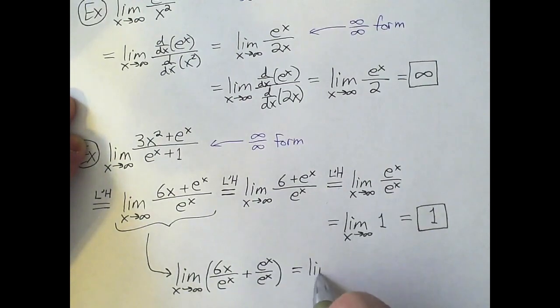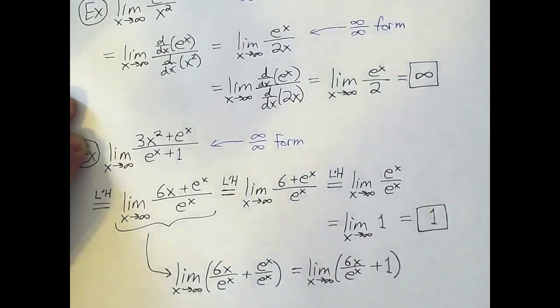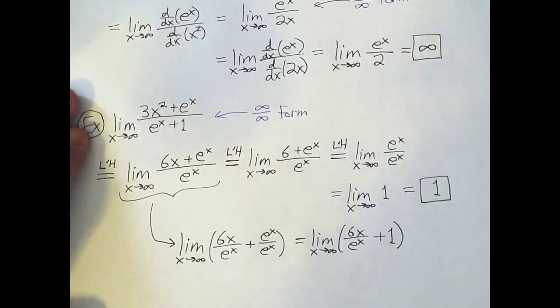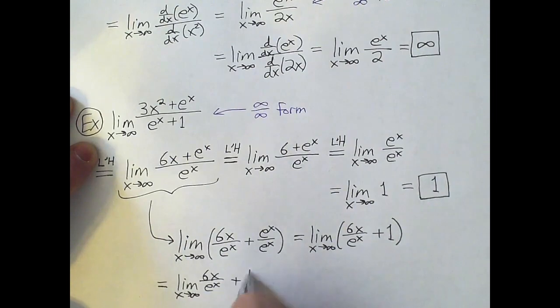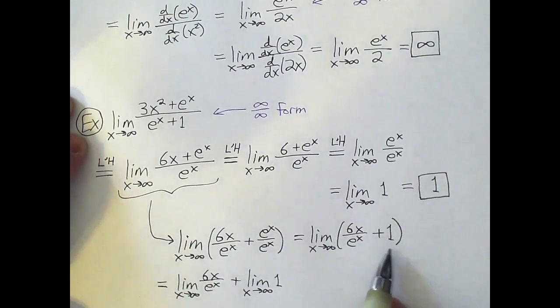The nice thing about doing that is you get this. You get kind of a 1, e to the x over e to the x. And then what did I do? I guess then I said, this is the limit of 6x over e to the x as x goes to infinity, plus the limit as x goes to infinity of 1. You can split up limits, right? Limit of the first piece plus the limit of the second piece.